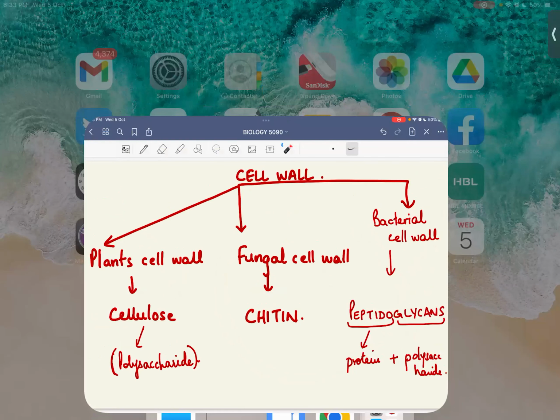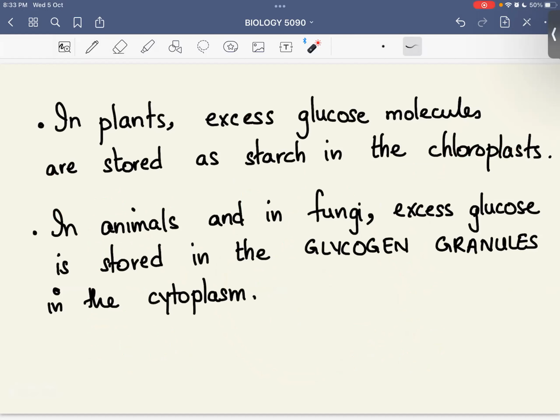ठीक है. Okay. As I told you, you will never find glycogen granules in the plants. Okay? In plants, if a plant wants to store excess glucose molecules, it will always store them in the form of starch inside the chloroplast. ठीक? लेकिन अगर animals और fungi को excess glucose molecules store करने होंगे, तो they will store it in the form of glycogen granules in the cytoplasm.